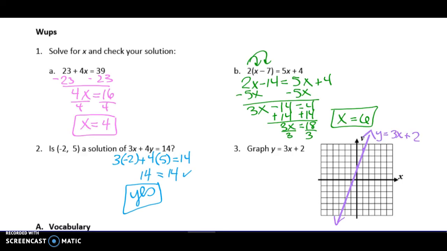Okay, so these are the solutions to your warm-up problems. If you don't remember how to do these, and you're not sure how I got my answers, then you need to grab one of us and ask for help, and we'll walk you through.